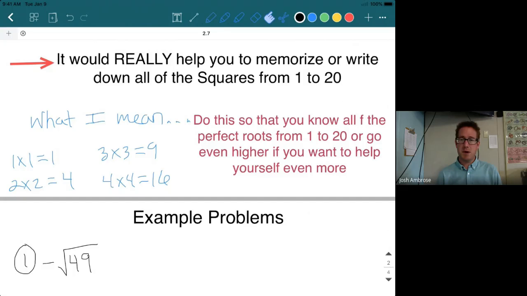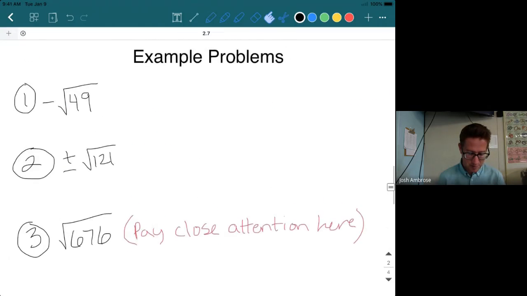You don't have to work them out. You don't have to wonder, is this a perfect root or not? Because you've already memorized it. Okay. I said all that teacher stuff right there. Let's jump into some example problems.